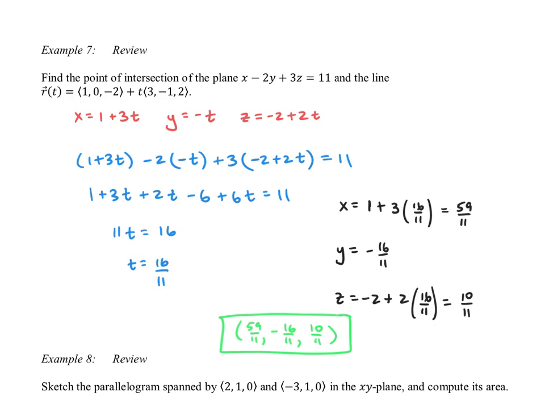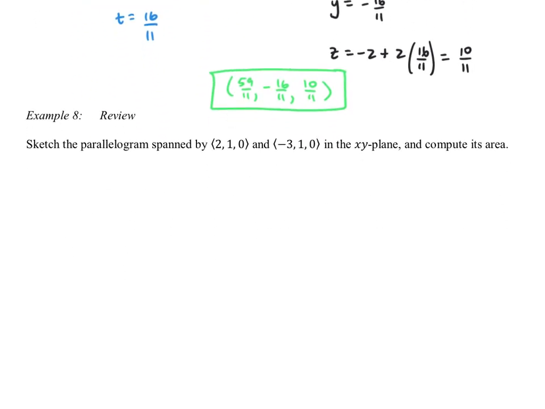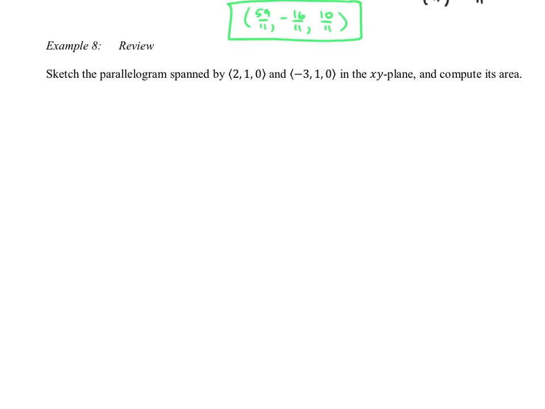All right, let's go to our last example, example 8. This review is from way back in the beginning of Chapter 9, where we talked about the area of a parallelogram spanned by two vectors. So first of all, let's go ahead and graph this out. I'm going to pause and then I'll graph it.